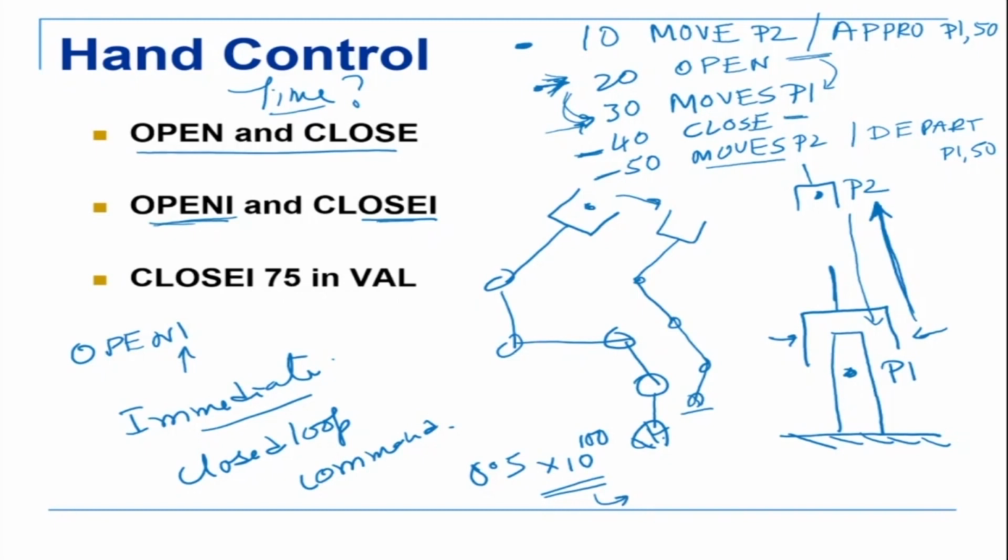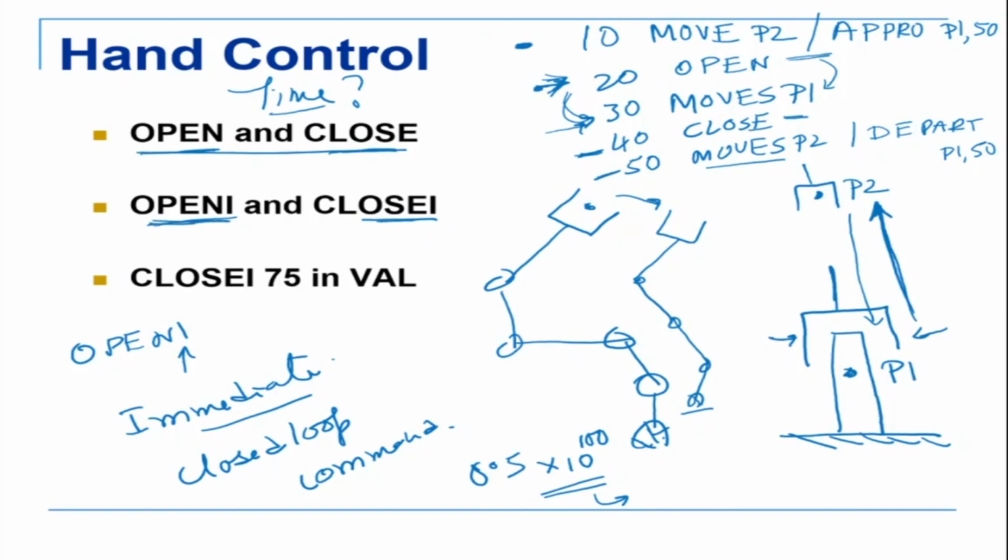So if you can save a small amount of time, because a robot does millions of cycles, you can save a lot of time. So when the robot is not catching something, moving in free space, we can simply use open or close. And when it is going and catching something, then we can use open and close, open eye, close eye.